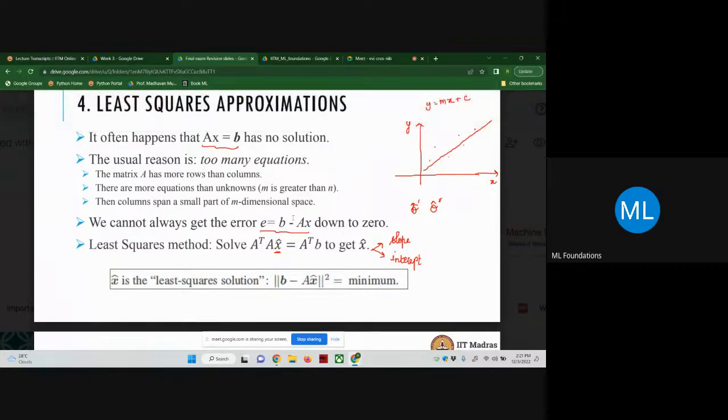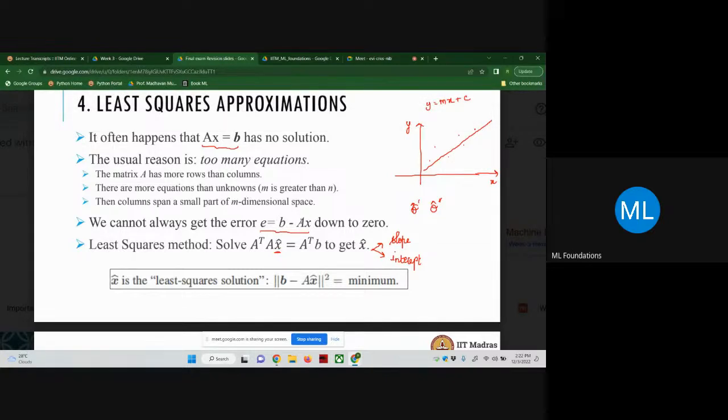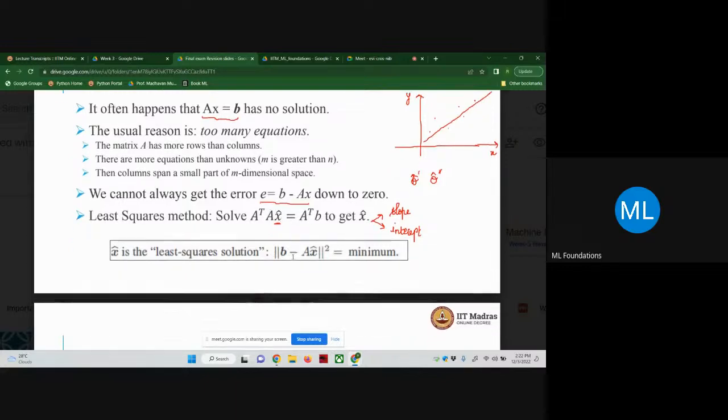So this error is b minus Ax. Ax is the projected vector, and b is the actual value. This error we cannot always get down to 0. So the way for you to minimize it is to use A transpose A x equals A transpose b. If you solve this, you get the x vector. This is the least squares solution.